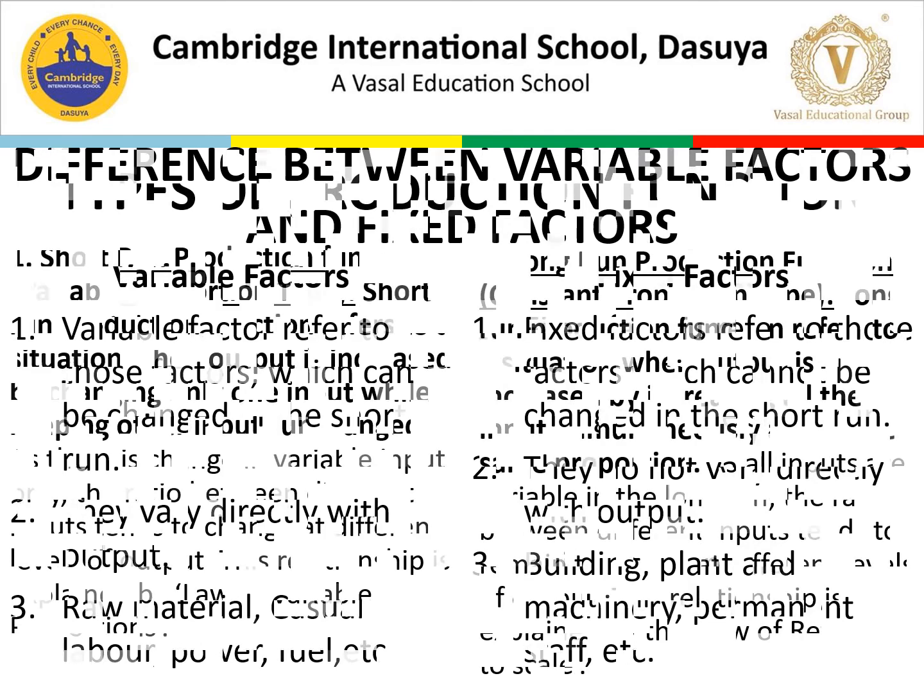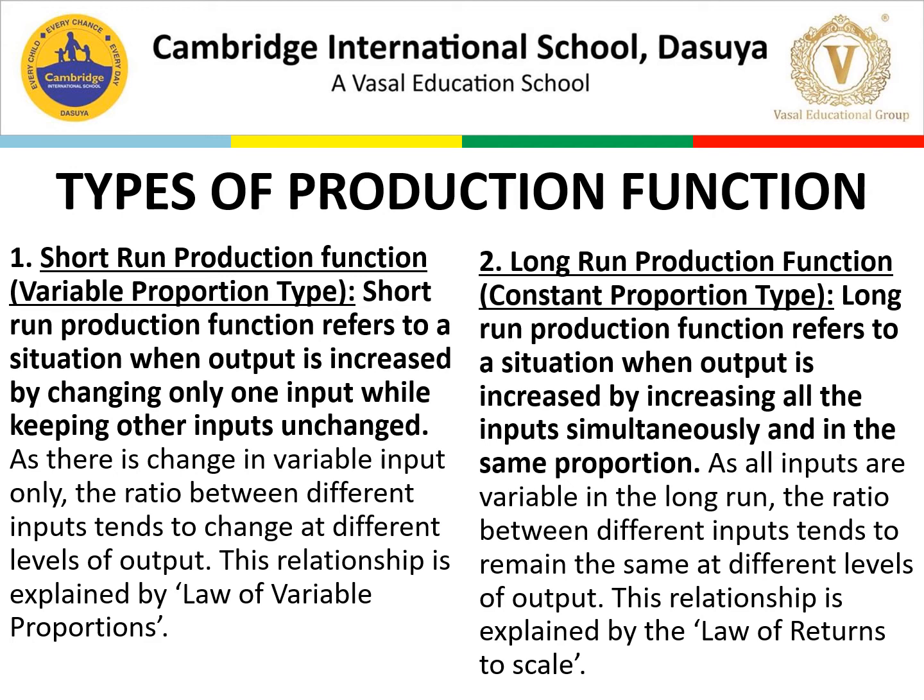Now let's move to the next. Now there are two types of production and we have to do it in detail in the next part of your chapter. So the first thing is the short run production function. We call another name for this is variable proportion type. Short run production function refers to situation when output is increased by changing only one input while keeping other inputs unchanged. यहाँ पे क्या है, हम लोग सिर्फ एक जो इनपुट है उसमें चेंज करेंगे और बाकी जो इनपुट फैक्टर्स हैं उनको सेम रखेंगे.